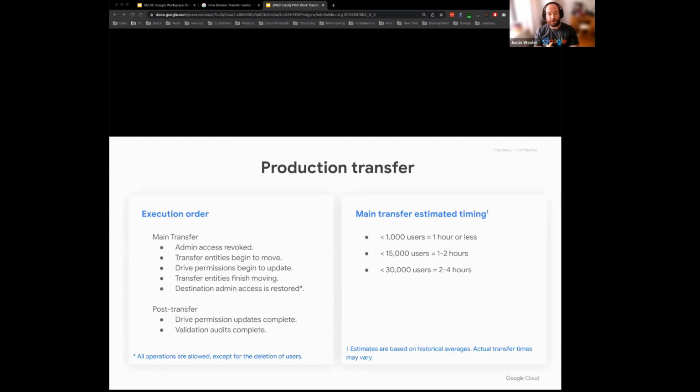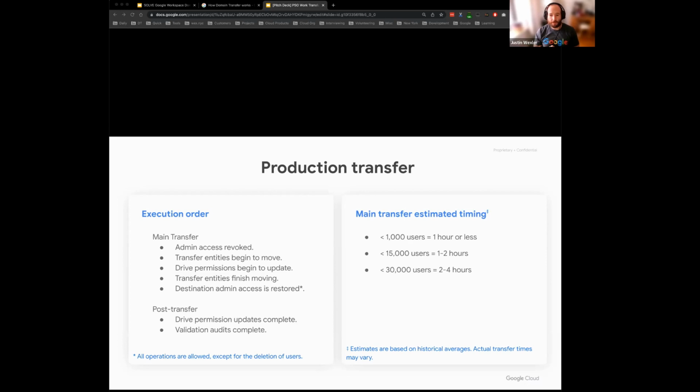From a transfer perspective, here are the stages of what actually happens when we hit the go button. First thing we do, we revoke admin access. Second, we start to move the entities and update some Drive permissions. Transfer entities will finish moving, and as soon as those entities are done moving, that's when we give access back to the admins. The quoted times on the right are the estimated time of the transfer per the number of source users, but that's also the length of time your admins are locked out of the system. You can consider those two things the same.